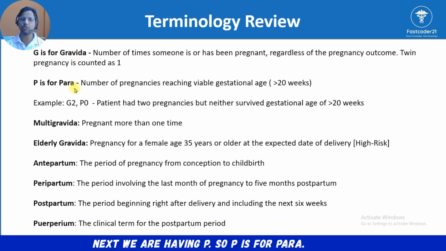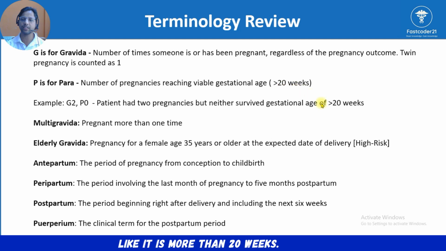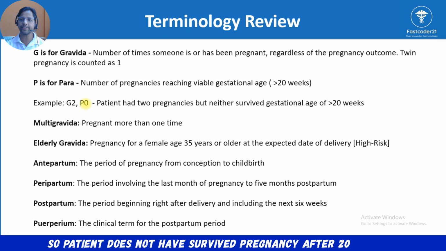Next we have P. P is for para, the number of pregnancies reaching viable gestational age, which is more than 20 weeks. For example, we have G2 P0. What is the meaning of G2 P0 here? The patient had two pregnancies, but neither survived a gestational age of greater than 20 weeks. So here 2 denotes two times pregnant, and the 0 along with P denotes the patient does not have a pregnancy that survived beyond 20 weeks gestation.